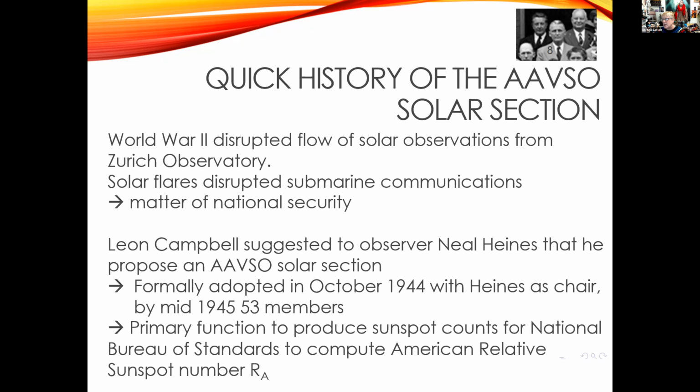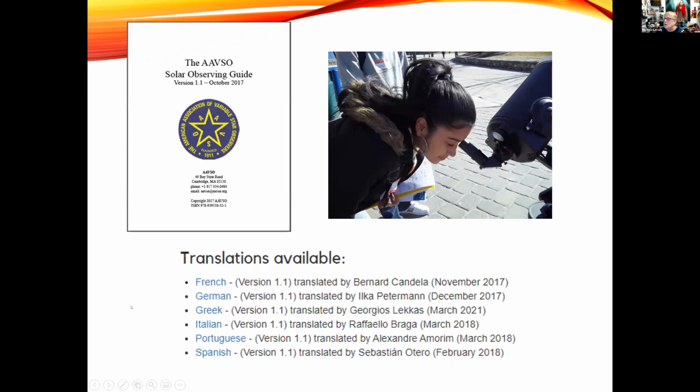So Leon Campbell suggested that an AAVSO solar section be formed. It was adopted formally in October of 1944, and by mid-1945 had 53 dedicated members. And so our prime function is to produce the sunspot counts for the National Bureau of Standards for the American Relative Sunspot Number. We have the AAVSO Observing Guide, which has currently been translated into 6 other languages other than English. If you are interested in translating into other languages, we would certainly be happy to talk to you about that.